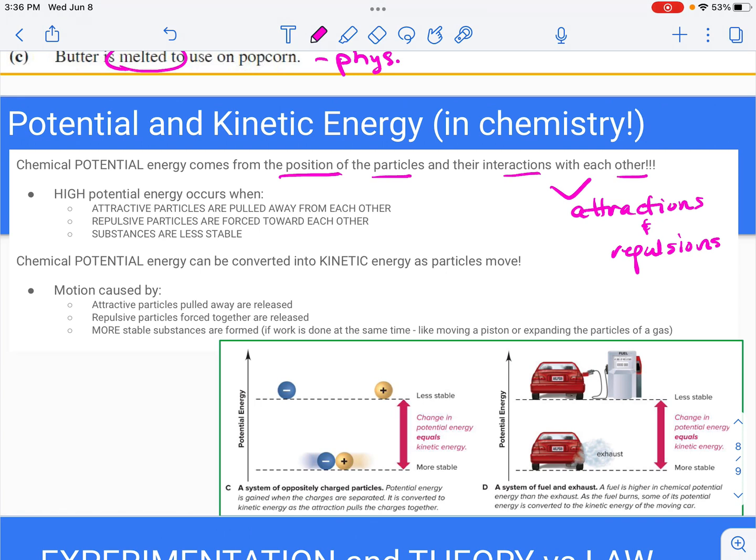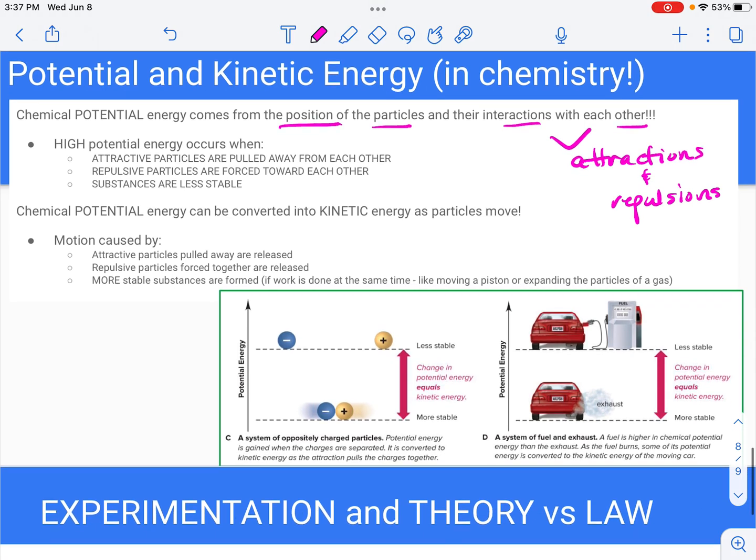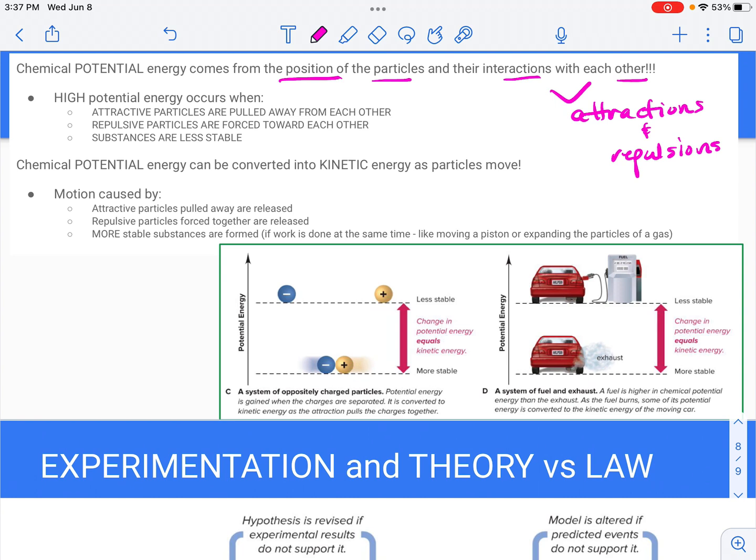So substances that are in this situation are what we would consider to be less stable. And so less stable substances have high potential energy. Low potential energy is the state that's a really good state. So low potential energy is a much more stable situation. And then, of course, the motion is caused by the pulling toward each other when you let go, or the pushing away from each other when you let go, or if the formation of the reaction products actually does some work for you, like moving pistons, etc. So this is how we use these in chemistry, and you may want to spend a little bit more time thinking about this. It's kind of confusing.